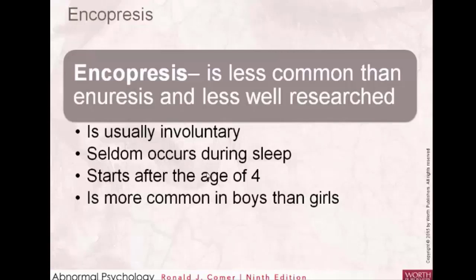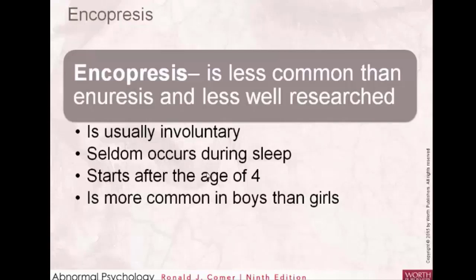But the child may just not be paying attention to the signals from their body, maybe busy, maybe playing and not wanting to stop the activity that they're engaged in. So this has to start after the age of 4, just like with enuresis. And as with all elimination disorders, it's more common in boys than in girls.